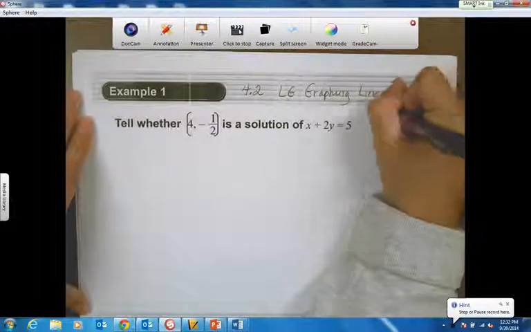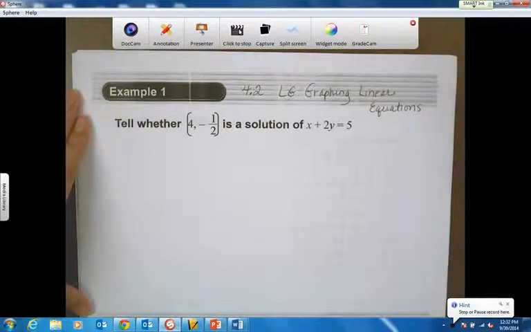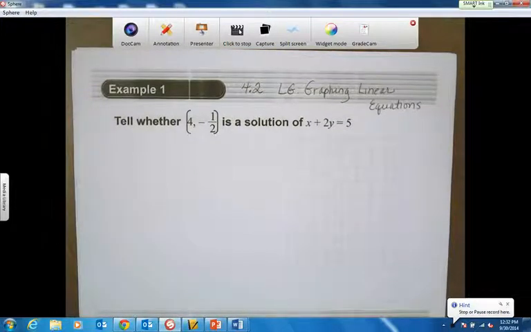We should know the word linear just means that these are going to be in a line, so that's what we're going to work with in Chapter 4, and then later on in the year we'll work with other types of graphs.